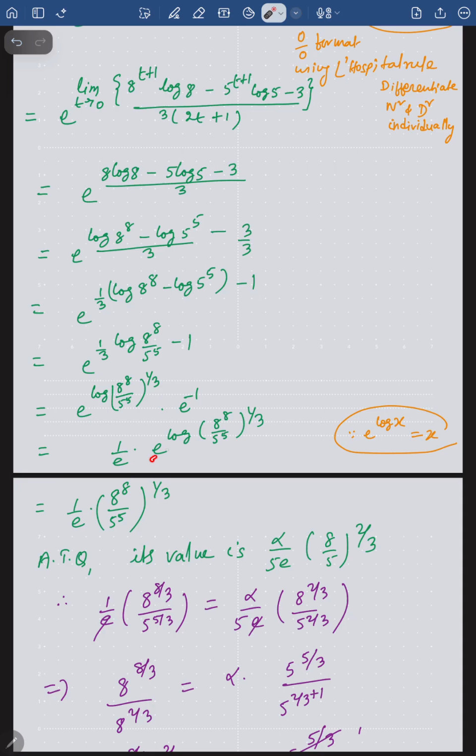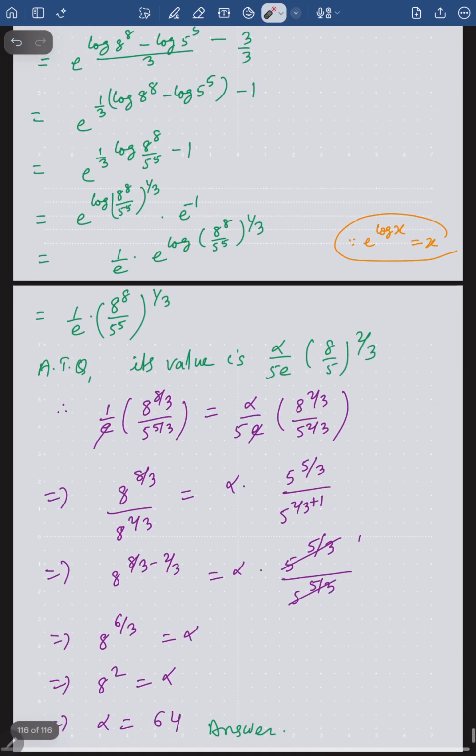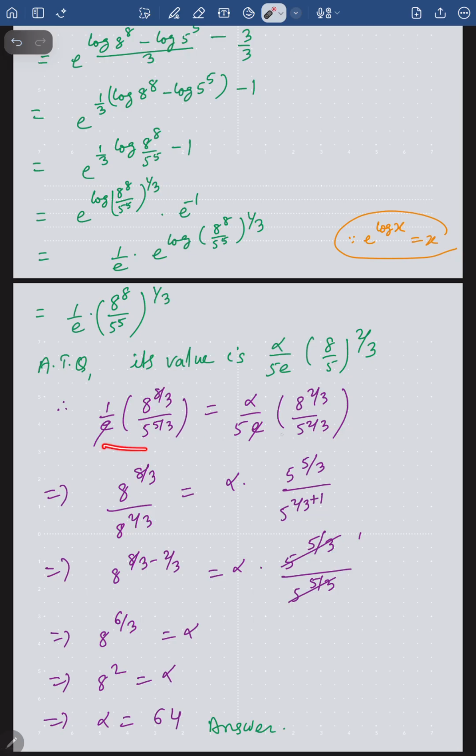Okay, see here e, because you know e raised to log x power, if it is there, it will be written as x only. So we can write 1 upon e into 8 raised to the power 8 upon 5 raised to the power 5, whole to the power 1 upon 3. But according to the question, its value is alpha upon 5 e into 8 divided by 5 whole raised to the power 2 by 3. So we'll now just compare it. On comparison you will get these two will be equal, so e and e will get cancelled.